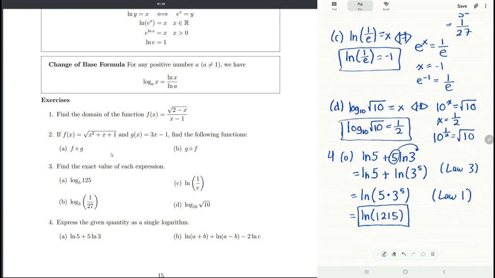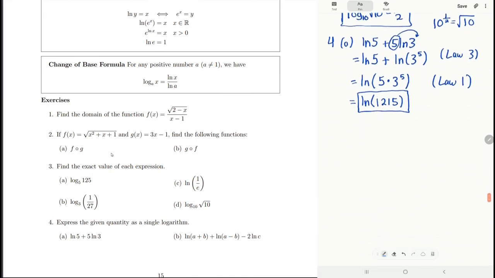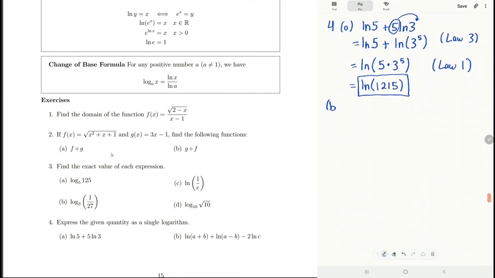Now in the next example, we have the natural log of a plus b plus the natural log of a minus b minus 2 times the natural log of c. So let's simplify this expression so that we can write it as a single logarithm.